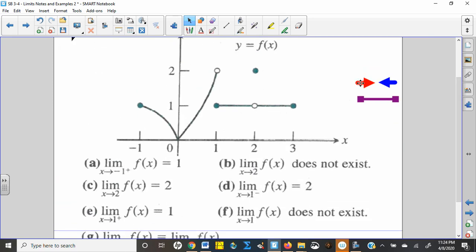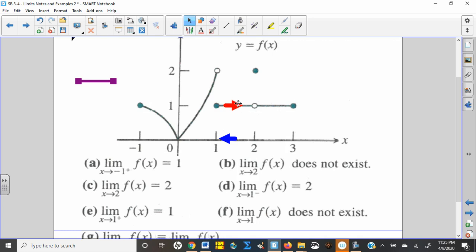So, as we approach 0, the left limit is approaching the height of 0. The right limit is approaching a height of 0. So I would say the limit exists there. But as we're approaching 1 from the right, the height we approach is 1. And from the left, the height we approach is 2. So we have a different one-sided limit, so the limit does not exist at 2.